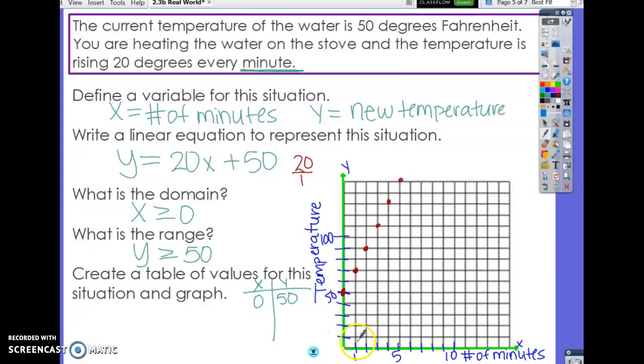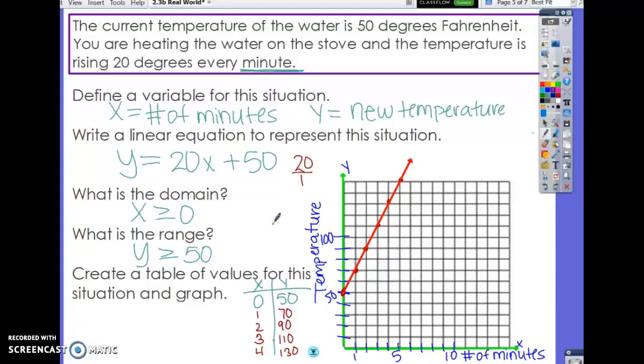So after 1 minute, our temperature will be 70 degrees. After 2 minutes, our temperature will be 90 degrees. Hopefully by now you're noticing a pattern. Each time we're just adding 20. So based on that pattern, we know after 3 minutes, our temperature is going to be 110 degrees. After 4 minutes, our temperature is going to be 130 degrees.